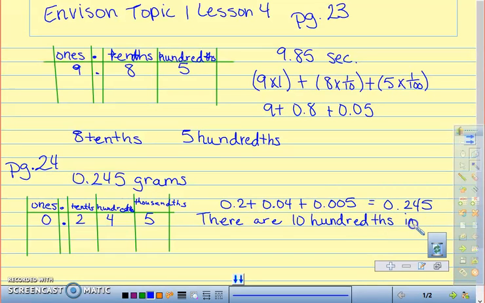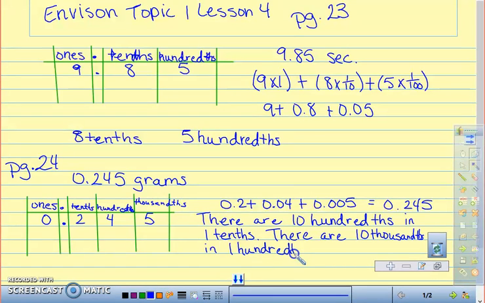just like there are 10 ones in 10. And there are 10 thousandths in 100th. Remember, as you move to the left of each place value, it's 10 times that number to move up a place value. I hope that you remember that.